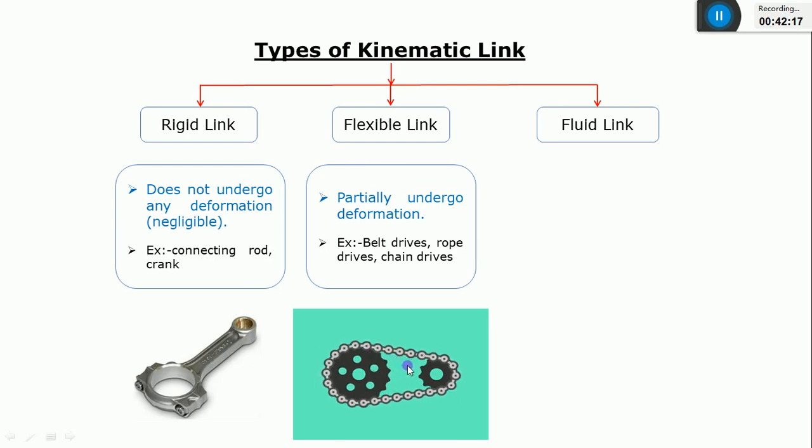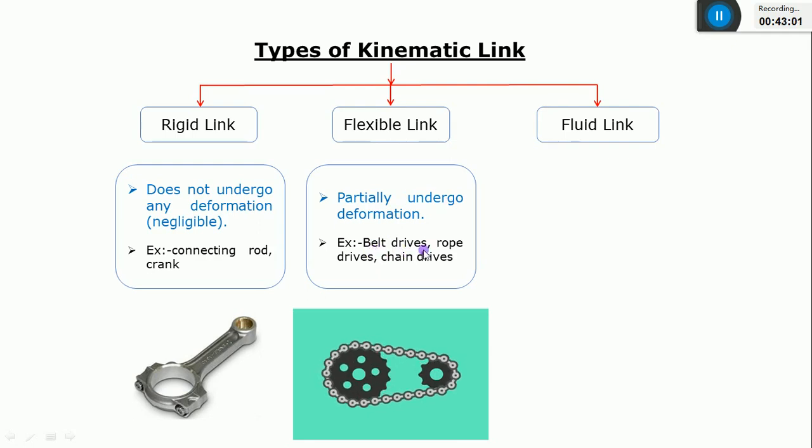You can see the kind of motion this chain has. The chain has a partial deformation. It is not rigid. Consider a belt drive also: the belt is not rigid, but it is also used to transfer the force from the driver to the driven. Hence I can call this a kinematic link, but in this case it is a flexible link because it undergoes a partial deformation. When any link undergoes a partial deformation, and even so is used to transfer force or motion from one point to another, I can call it a flexible link.